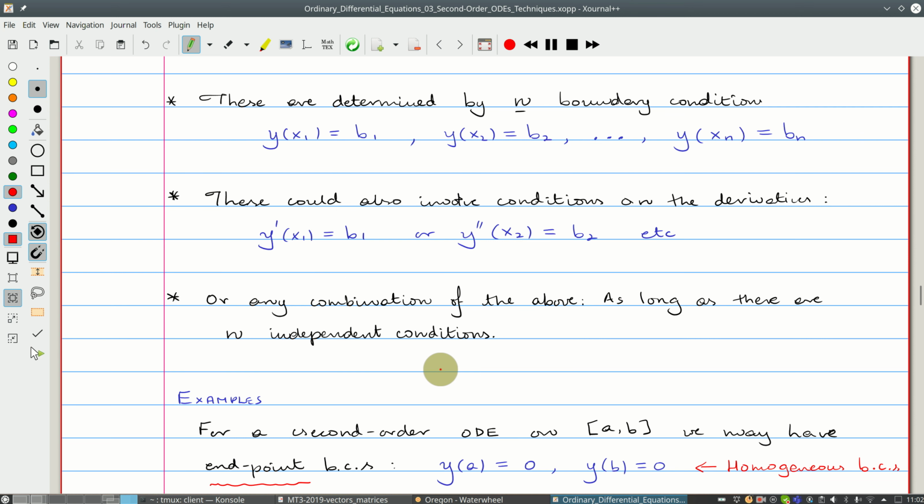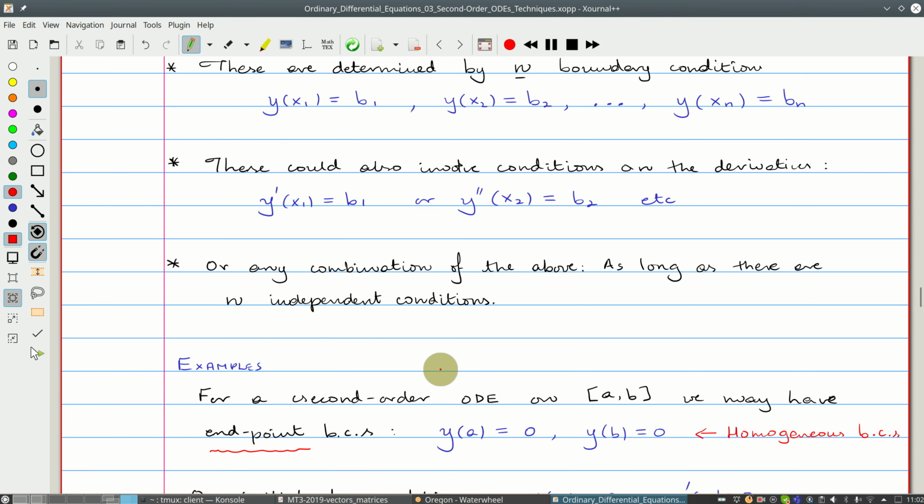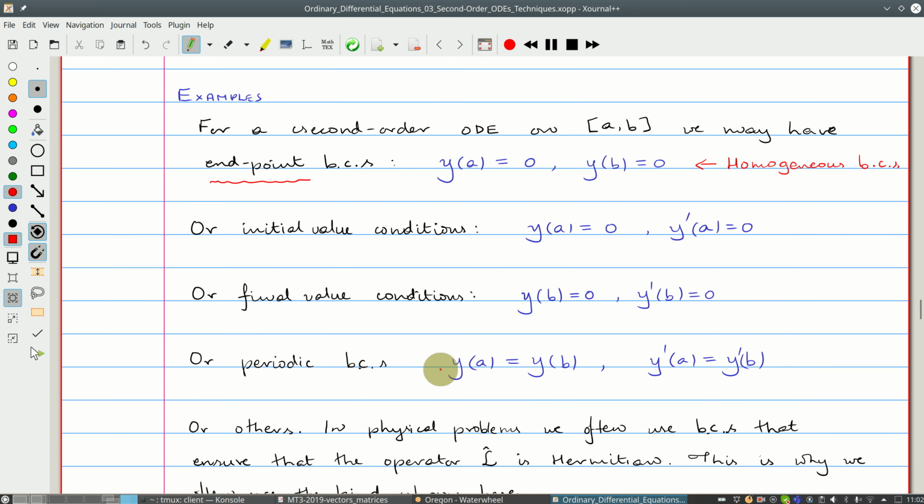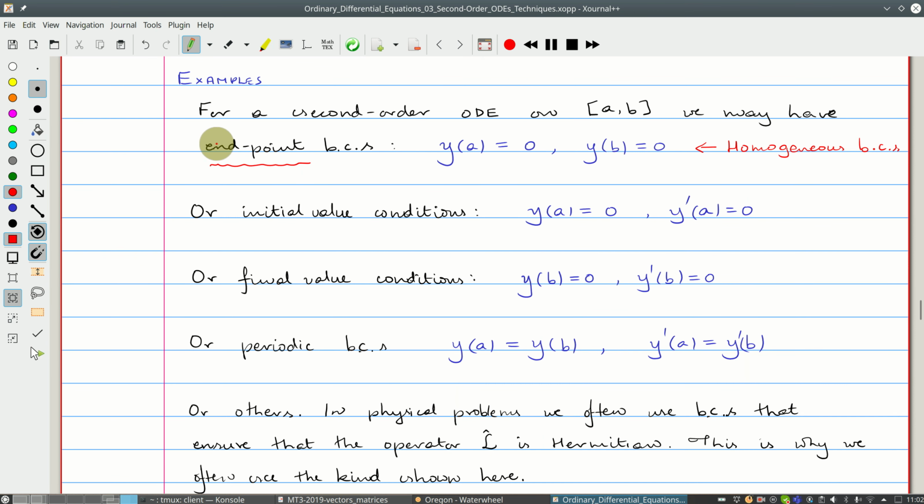Let's take some examples because that's very general. The kinds of conditions we will see are usually of this form. So for a second order ODE in the range a to b, we may have two point boundary conditions. y of a is 0, for example, and y of b is 0. That means that the function goes to 0 at both boundaries. These are called homogeneous boundary conditions. Or initial value boundary conditions.